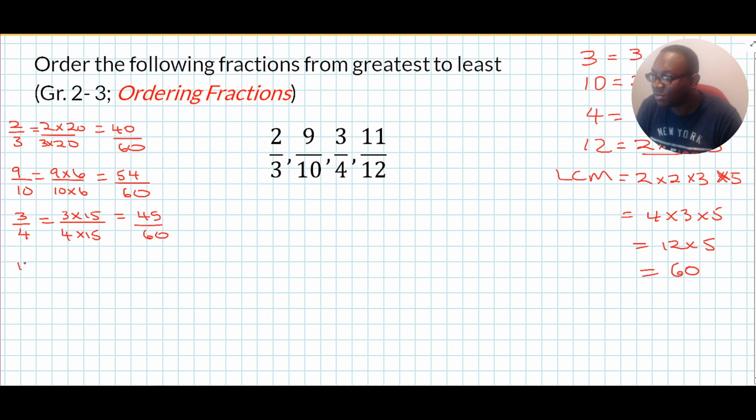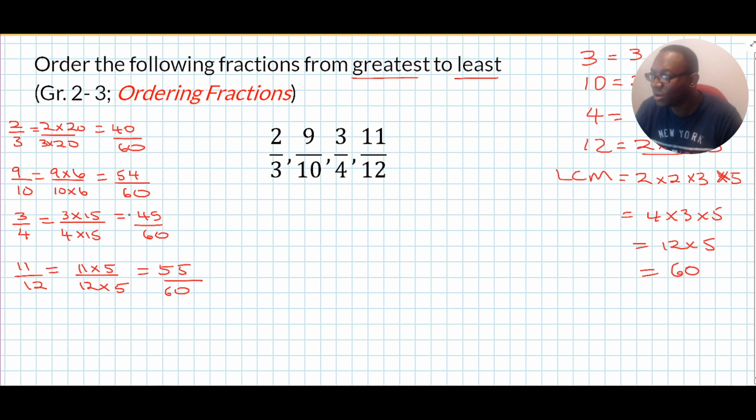And then 11 over 12. I'm going to multiply 12 by 5. So multiply 11 also by 5. This is going to give you 55 over 60. So now we're going to write this from the greatest to the least. Pay attention to that, from the greatest to the least.